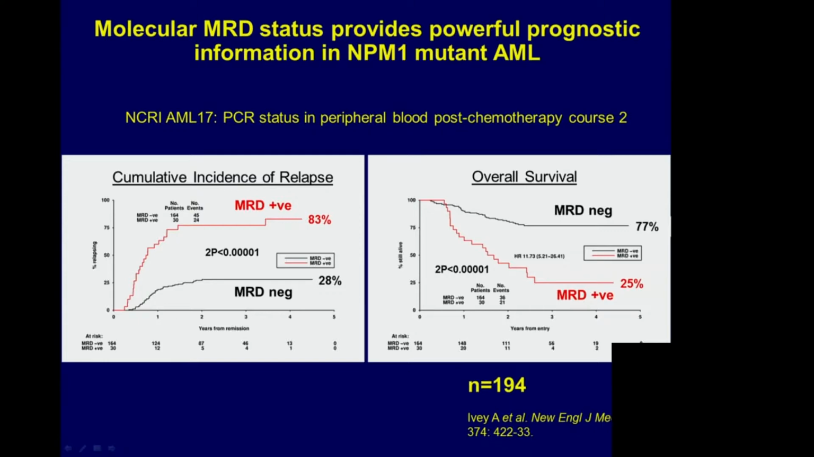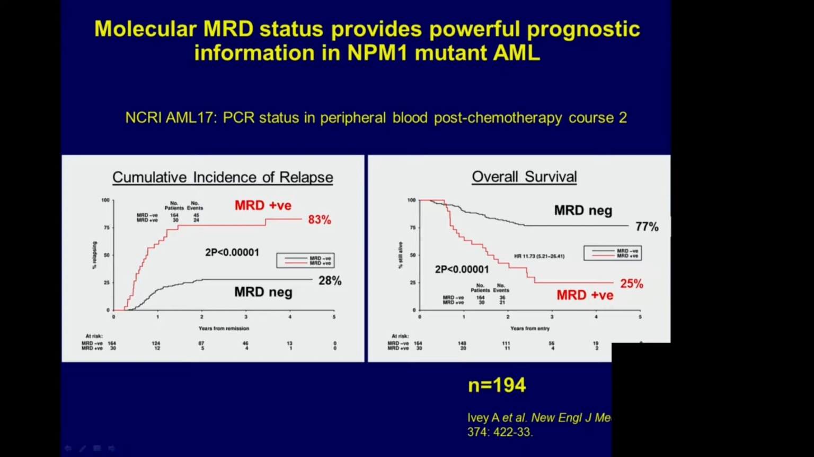So the line in red here shows patients who had detectable NPM1 mutant transcripts in the blood after 2 courses of chemotherapy, and you can see that they have an 83% chance of relapse and just 25% chance of long-term survival, in contrast to those who had undetectable transcripts at this time point, who had a 77% chance of overall survival.